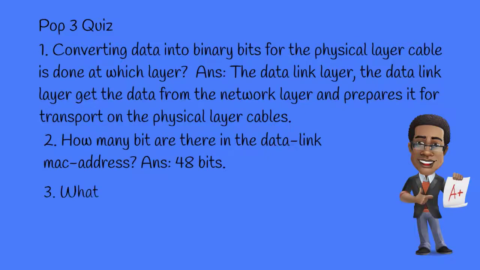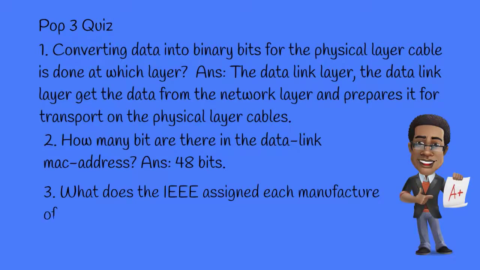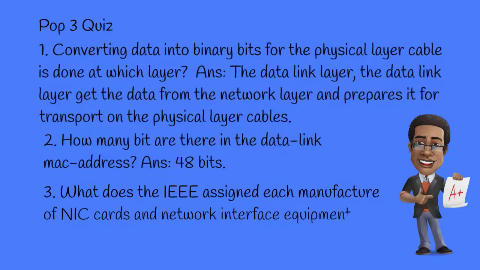What does the IEEE assign to each manufacturer of NIC cards and network interface equipment? The answer to that is the OUI, or the Organizationally Unique Identifier. The first 6 digits in the MAC address are the OUI, and the last 6 digits are the unique address that the manufacturer gives each NIC card or network interface. And the MAC address needs to be unique so that data can be sent to these NIC cards and interfaces.